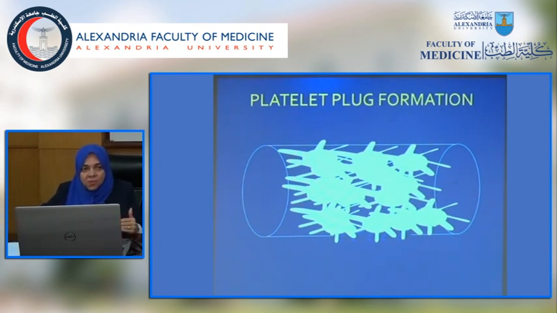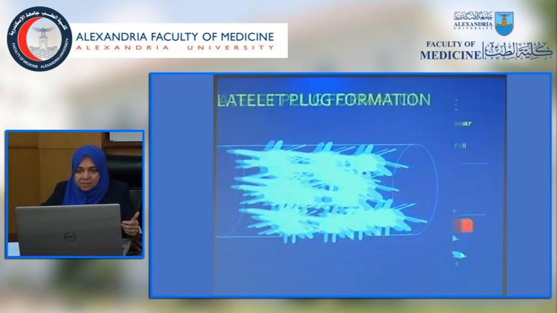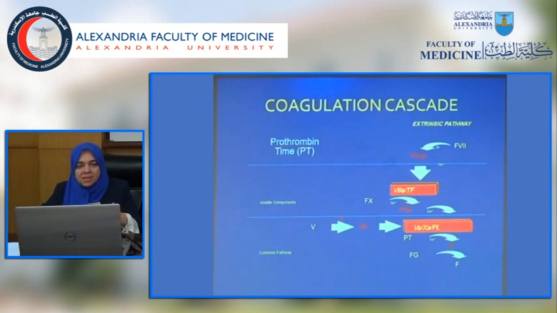But parallel to this, there will be stimulation of the coagulation cascade. The coagulation cascade will end by forming a stable fibrin clot, through forming a mesh of fibrin that will hold together in a stable form the platelet plug. The coagulation cascade includes two parts, the extrinsic pathway and the intrinsic pathway. I will start here with the extrinsic pathway.